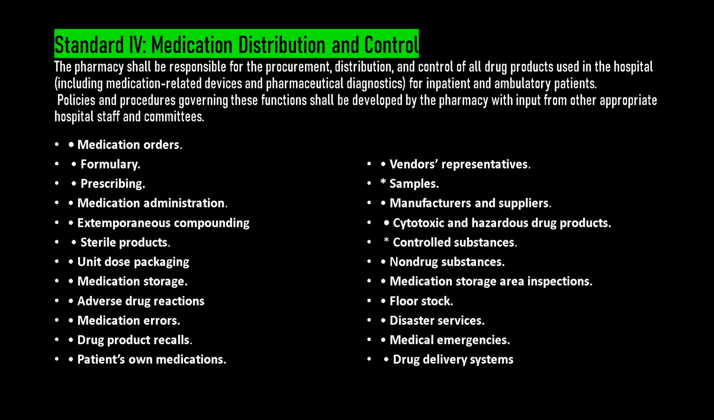Ambulatory patients also have the same policies, and I will explain later about this, what type of ambulatory patients. There is another topic, the full topic, I will explain later. Policies and procedures governing these functions shall be developed by the pharmacy with input from other appropriate hospital staff and community. You see here a lot of points I mentioned for this purpose, where medication distribution and control involve, what type of work the pharmacist can do.